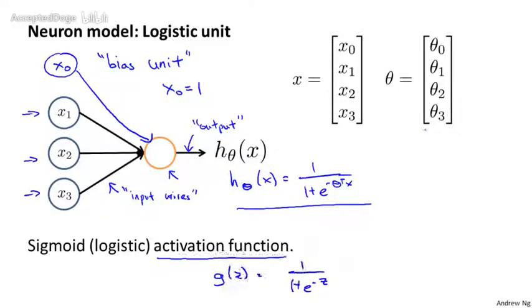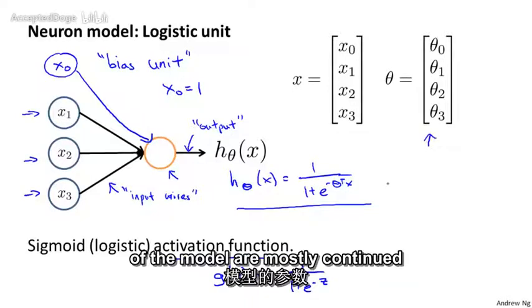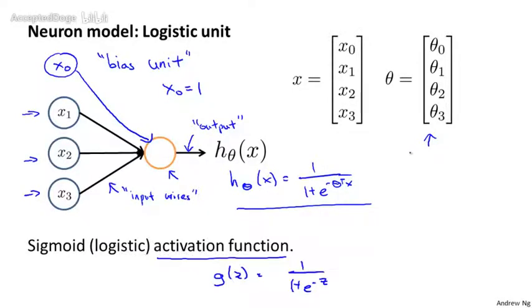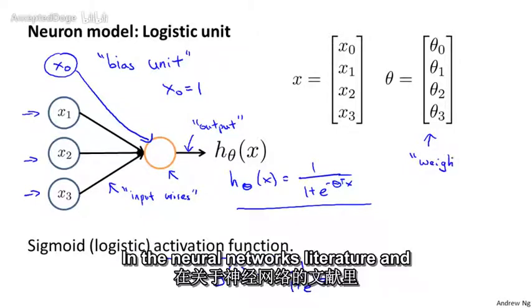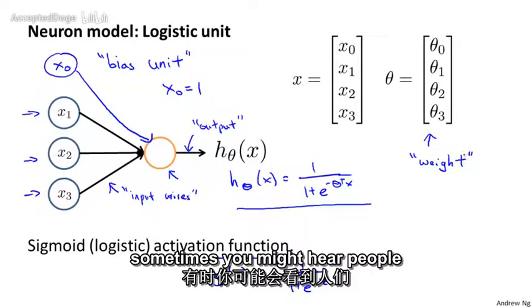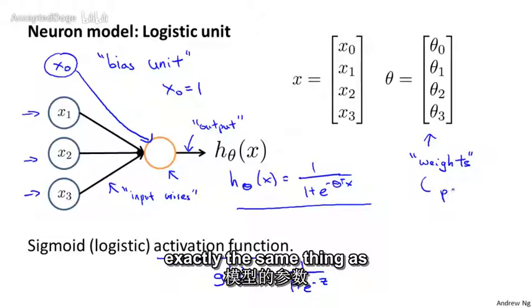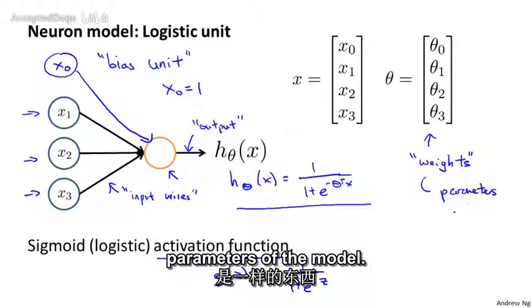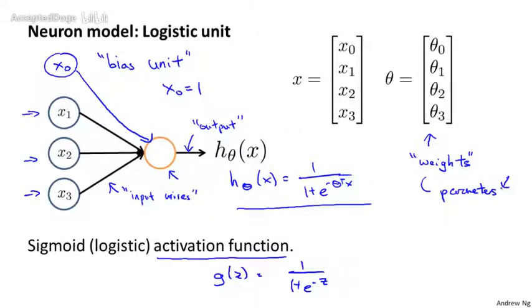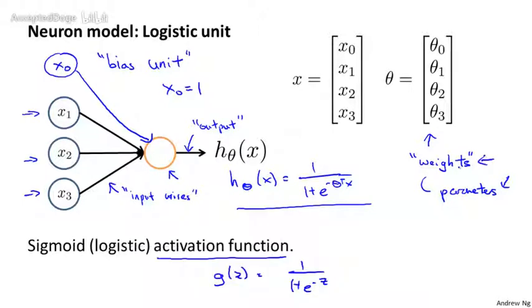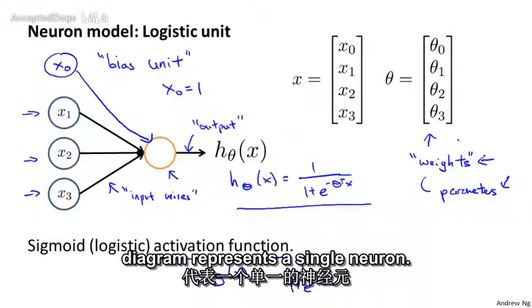And whereas so far I've been calling theta the parameters of the model, I'll mostly continue to use that terminology. But in the neural network literature, sometimes you might hear people talk about weights of a model, and weights just means exactly the same thing as parameters of a model. I'll mostly continue to use the terminology parameters in these videos, but sometimes you may hear others use the weights terminology. So this little diagram represents a single neuron.